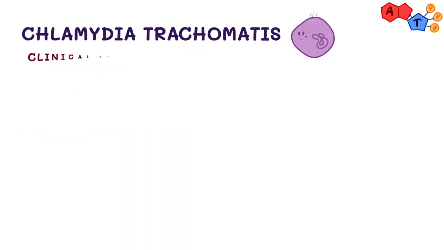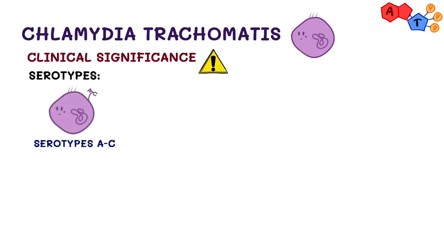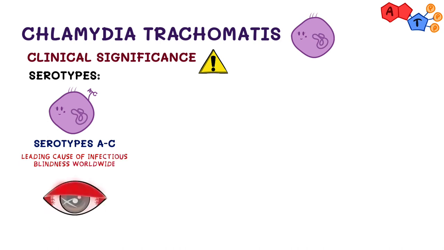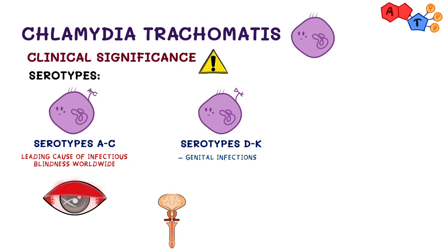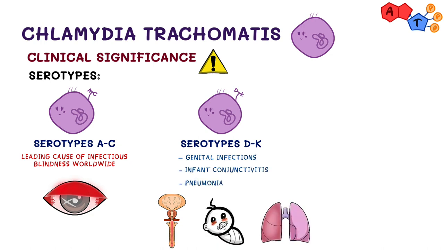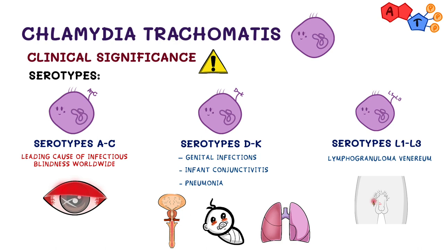Now let us start by talking about Chlamydia trachomatis. Chlamydia trachomatis divides into serotypes. Serotypes A to C are the leading cause of infectious blindness worldwide. Serotypes D to K result in genital infection, infant conjunctivitis, and pneumonia. And lastly, serotypes L1 to L3 cause an infection in lymph nodes, which is known as lymphogranuloma venereum.